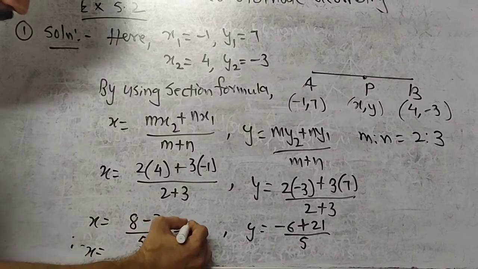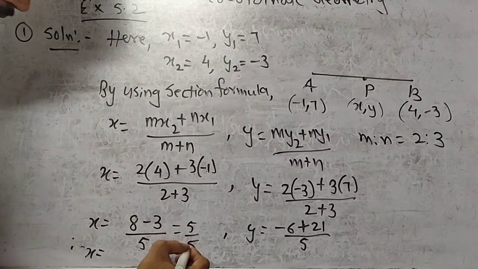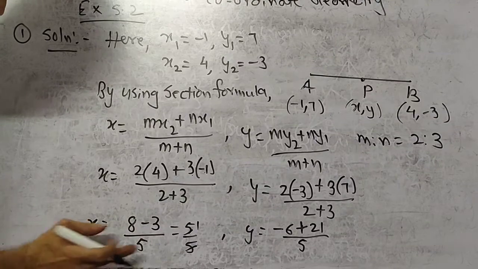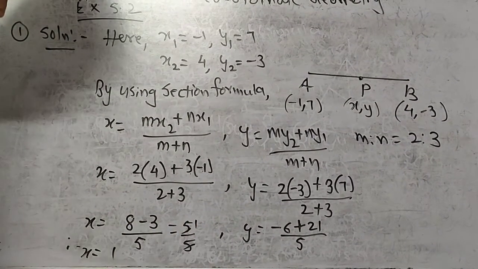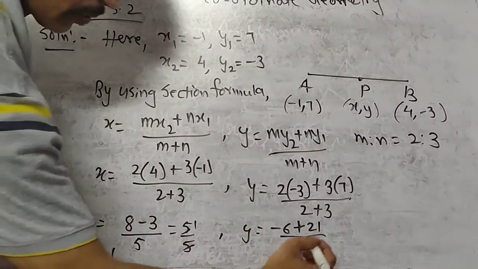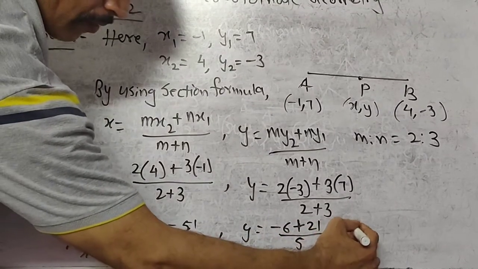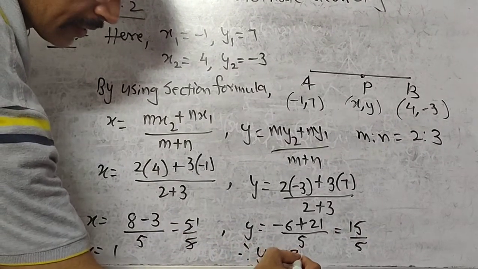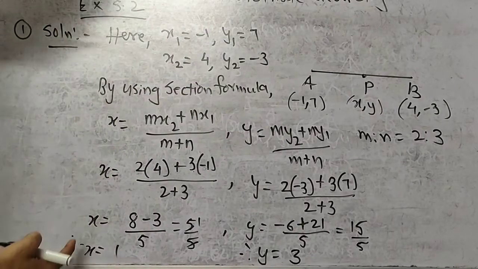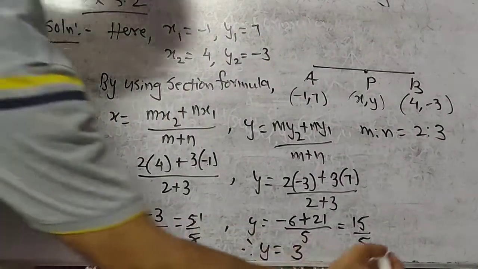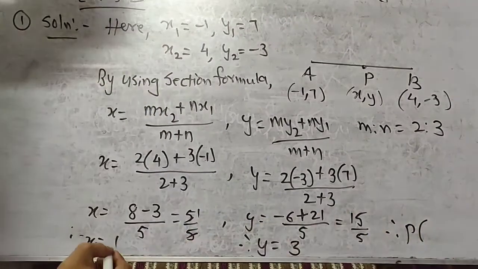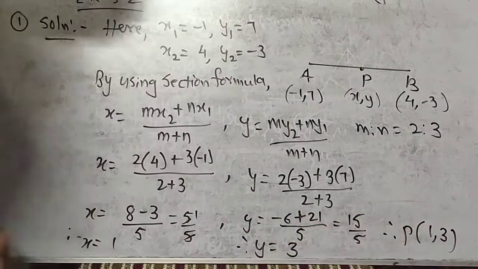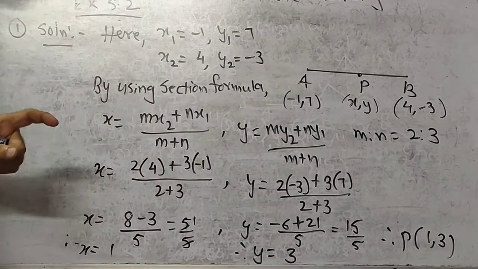8 minus 3 is equal to 5 upon 5, 5 upon 5 is 1. X is equal to 1. I don't have place here, so I have written it here. This step you will write below it. So x is equal to 1, and y is equal to -6 plus 21 will be 15 upon 5. So therefore y is equal to 3. So your P coordinate will be 1, 3. Okay, your P coordinate is 1, 3.